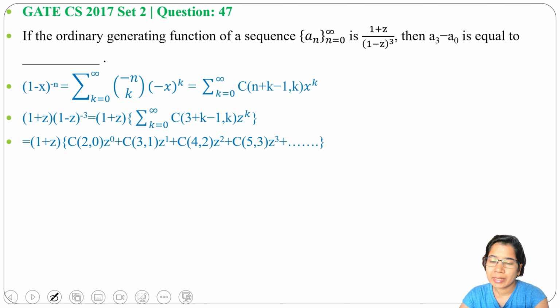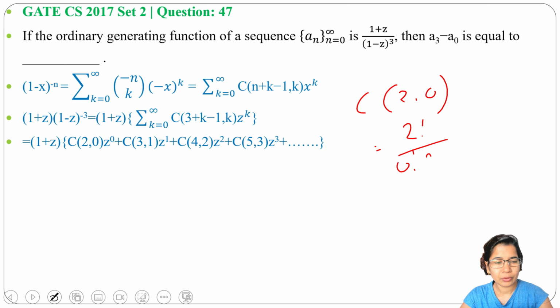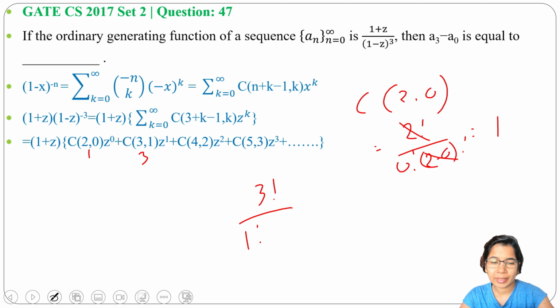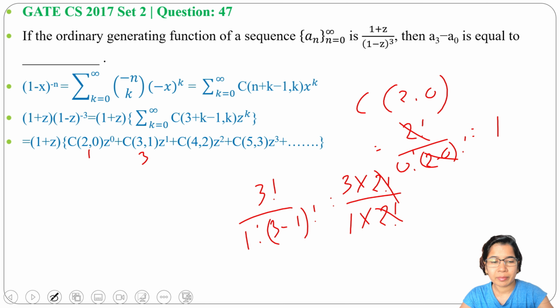Now simplify it. C(2,0) is 2 factorial divided by 0 factorial times (2 minus 0) factorial. 2 minus 0 is 2 factorial, so this 2 factorial will be cancelled. It's 1, and z power 0 is also 1. So the first term will be 1. Then C(3,1) is 3 factorial divided by 1 factorial times (3 minus 1) factorial. 3 factorial you can write as 3 multiplied by 2 factorial, divided by 1 multiplied by 2 factorial. 2 factorial will be cancelled. It's 3.